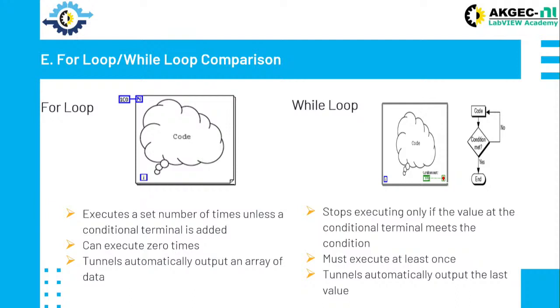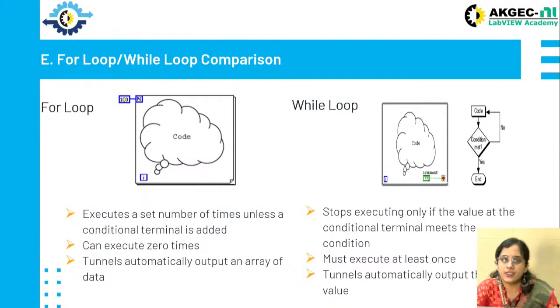And tunnels automatically output an array of data. So in case of the for loop, we will have the data in array form, with all the iteration values. In case of the while loop, it stops executing only if the value at the conditional terminal meets the condition. Like if we go for stop if true, then only when we give true will the while loop iteration stop, otherwise it will execute for infinite time.